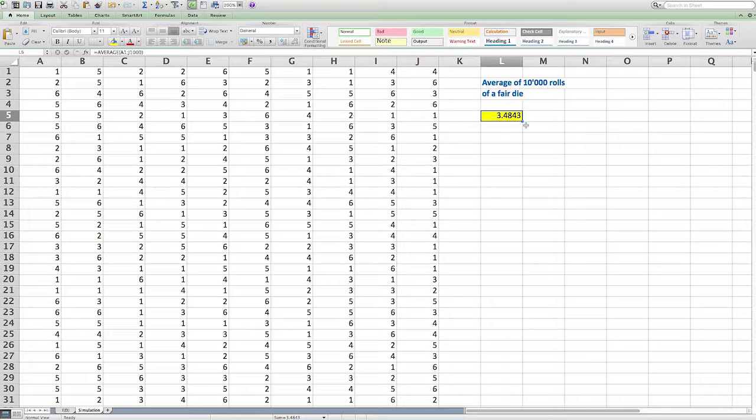I ask you to play around with the spreadsheet, which you can download. Click F9, refresh the numbers, and you will see the means fluctuate, but they fluctuate very closely around 3.5. And this will give you some feeling, hopefully some intuition for the concept of expected value, mean, or average. So let's go back to the slides, summarize what we learned about an expected value of a fair die, and move on to some more examples.